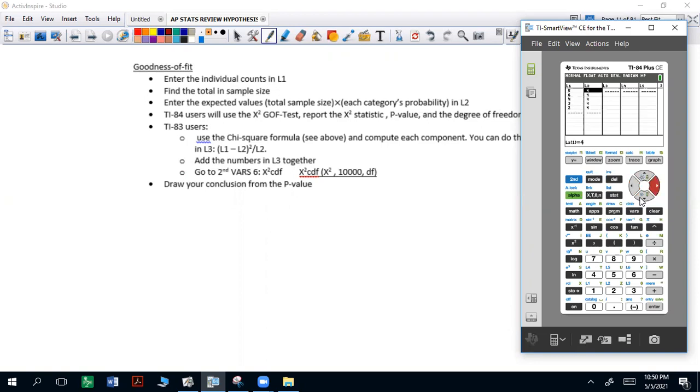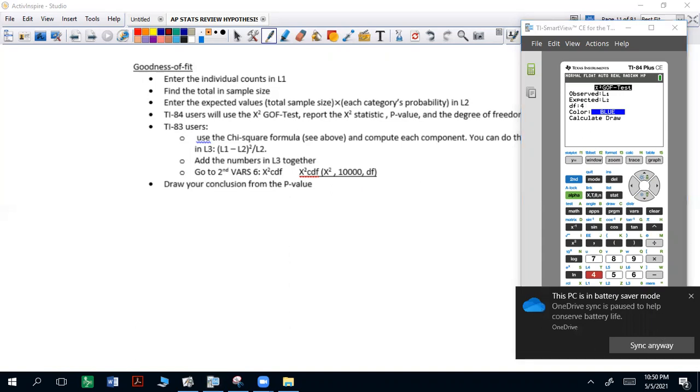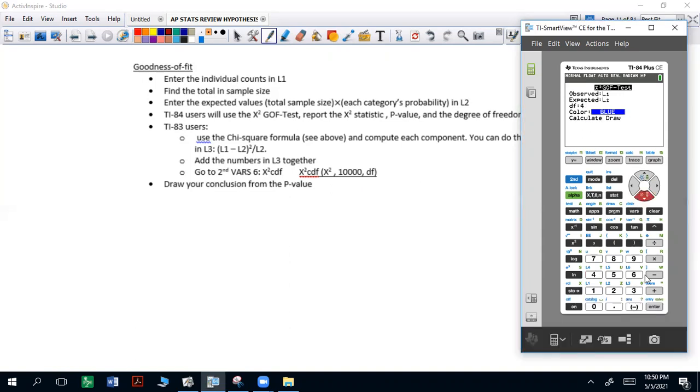So what we're going to do for a chi-squared goodness of fit test is go to your test here, go down to chi-squared GOF. You have L1 and L2, and your degrees of freedom here would be 4, because I believe I put 5 categories in there. And I'm going to go down to calculate. And you can see my p-value is super large because my numbers really weren't that different according to my sample size. So that's how you do that.